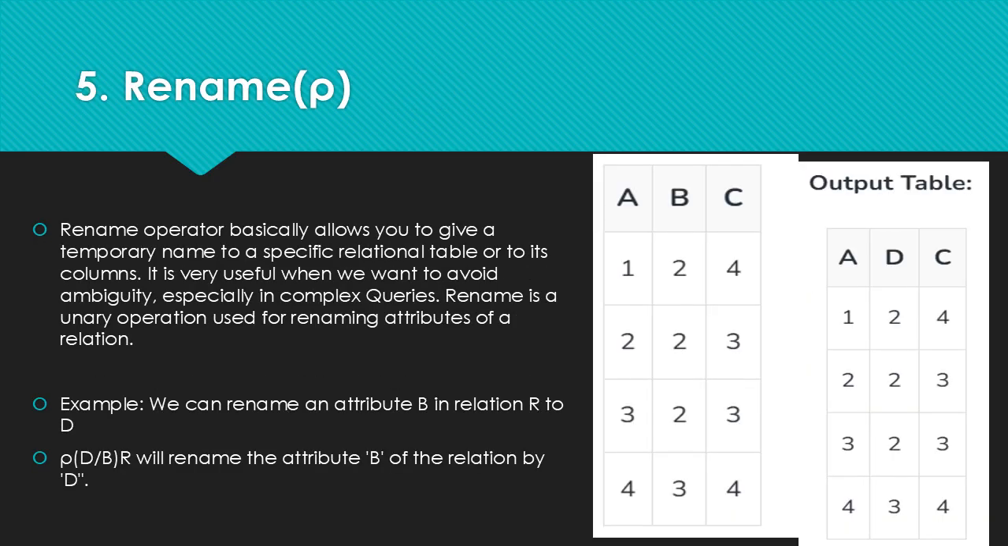Rename. The rename operator allows you to give a temporary name to a specific relational table or to a column. It is very useful when we want to avoid ambiguity, especially in complex queries. Rename is a unary operation used for renaming the attributes of a relation. For example, we can rename the attribute B in the relation R to D. So ρ D/B (R) will rename the attribute B in the relation R to D.